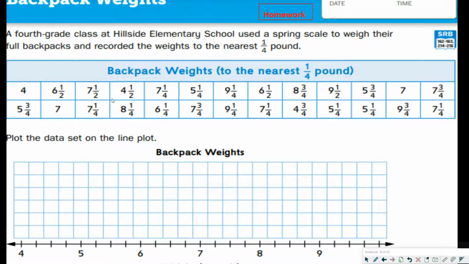So it's giving you right here in my data, all of this is my data. Here is my title, backpack weights. Down here, which you can't see, lists the pounds to the nearest 1/4 of a pound.